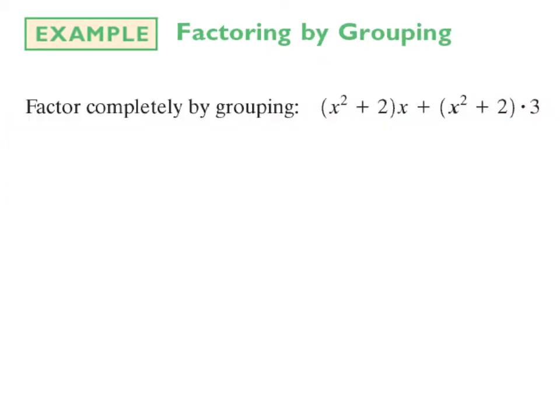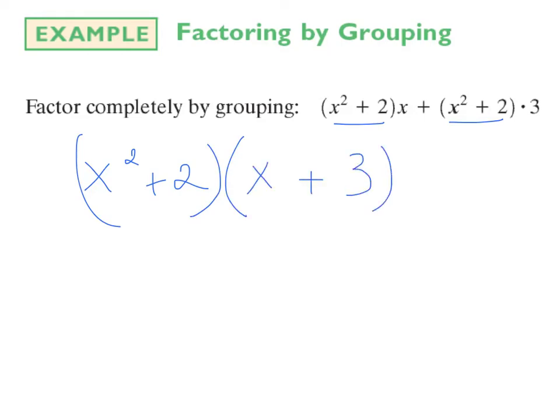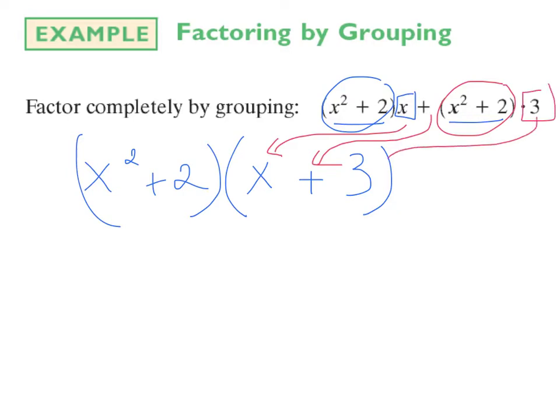Well, here we're going to use factoring by grouping. We have factor completely by grouping. We see that x squared plus 2 is a common factor between the two polynomials. So we can get x squared plus 2 as a common factor, times x plus 3. We take this one as a common factor and come up with x, which is right here. Here we have plus, and we took x squared plus 2 as a common factor, and we come up with 3. And this is it right here.